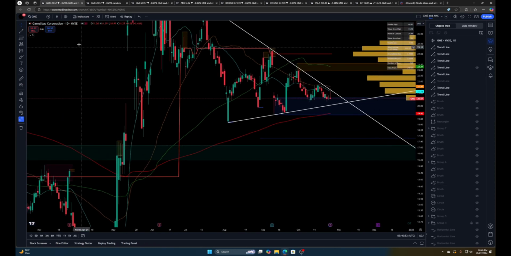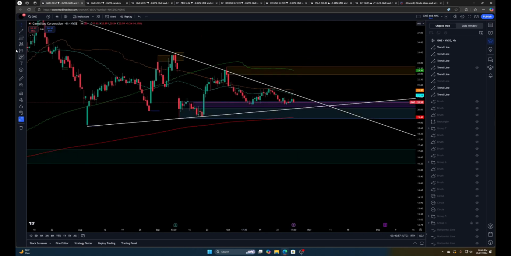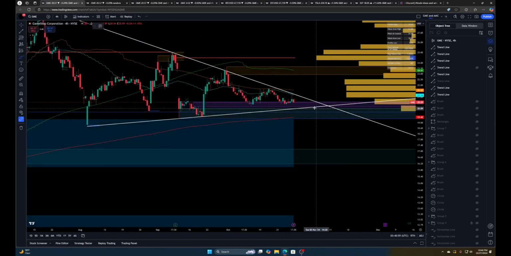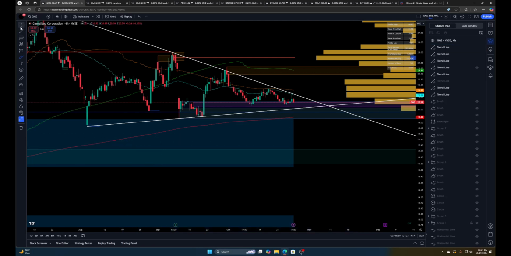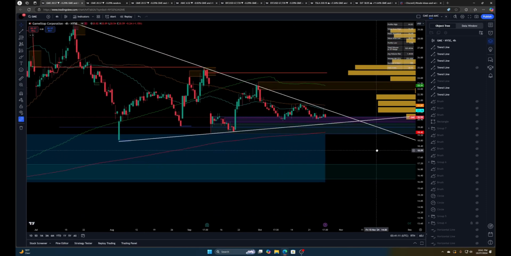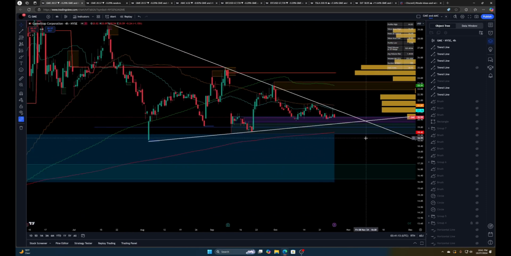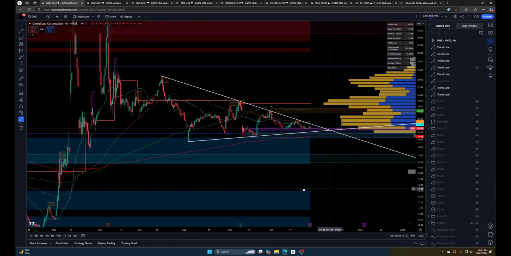Support to the downside on the 4-hour chart is 2020. Value area low on the 4-hour, which is 1982, and then we have the daily 200 at 1942. So those are support and resistance zones.